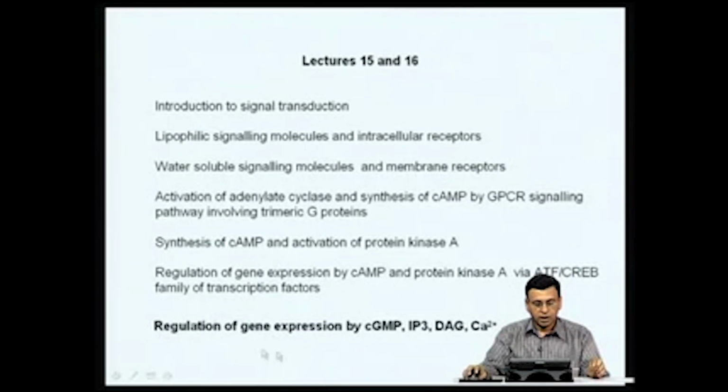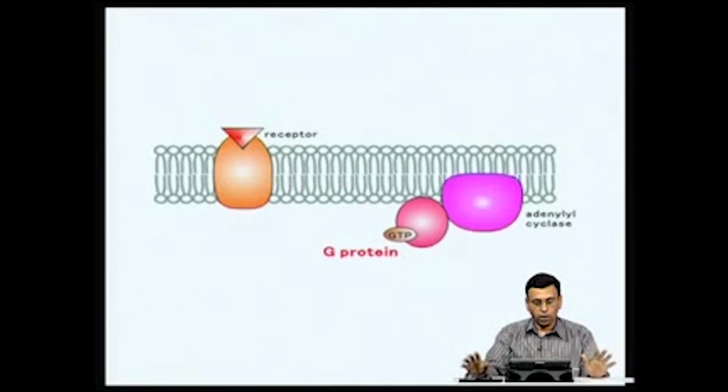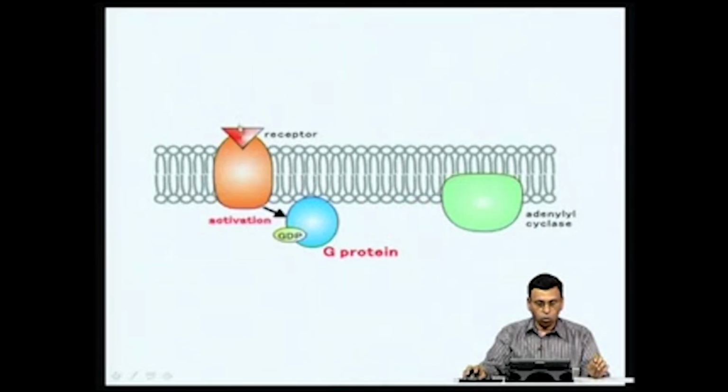So today let us see how regulation of gene expression is carried out by cyclic GMP, inositol triphosphate, diacylglycerol and calcium. Now this is what we have discussed so far: when a hormone binds to a GPCR, it results in the activation of a G protein, which is a trimeric G protein, and the G protein binds to GTP and gets activated, and in the GTP bound form it interacts with adenylate cyclase.